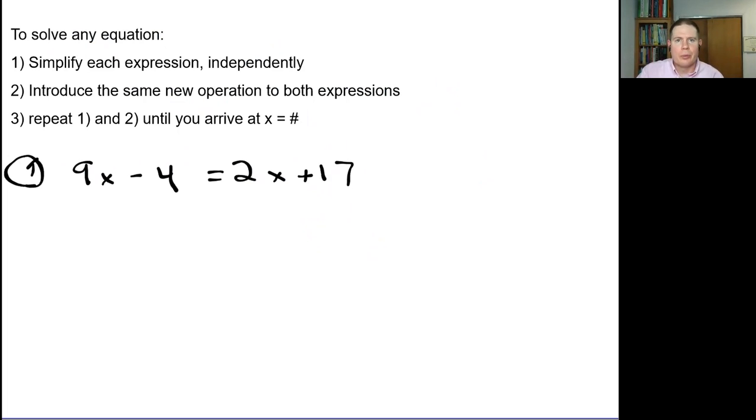I'm going to stick with my own preferred strategy of moving my x's to the left. So I want to get rid of the positive 2x by subtracting 2x. So 9 minus 2 is 7 of those x's. 2 minus 2 is 0. 0 plus 17 is 17. Now I have my x term on the left. I don't want a constant term. So I want to keep 7x by itself. What's the opposite of subtracting 4? Adding 4.